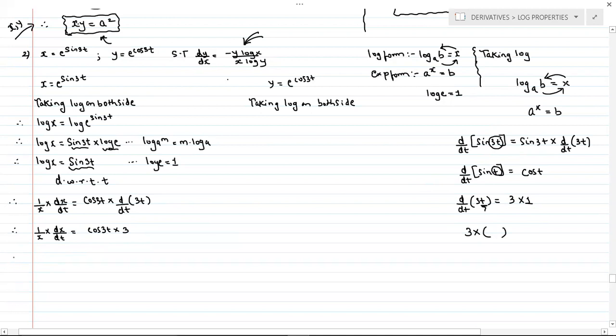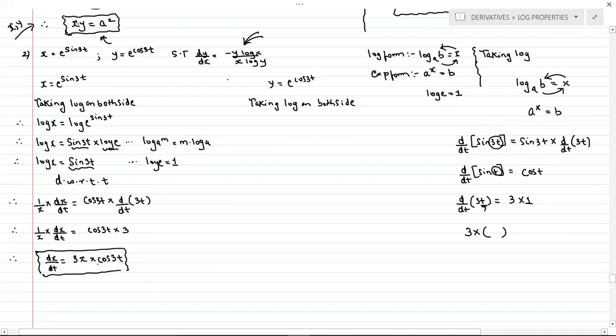Okay, so after this, what exactly will I do? I will keep this dx upon dt as it is, and I will shift this x to the right hand side. So here you will get 3x into cos 3t. Okay, so here we got the answer for dx upon dt.